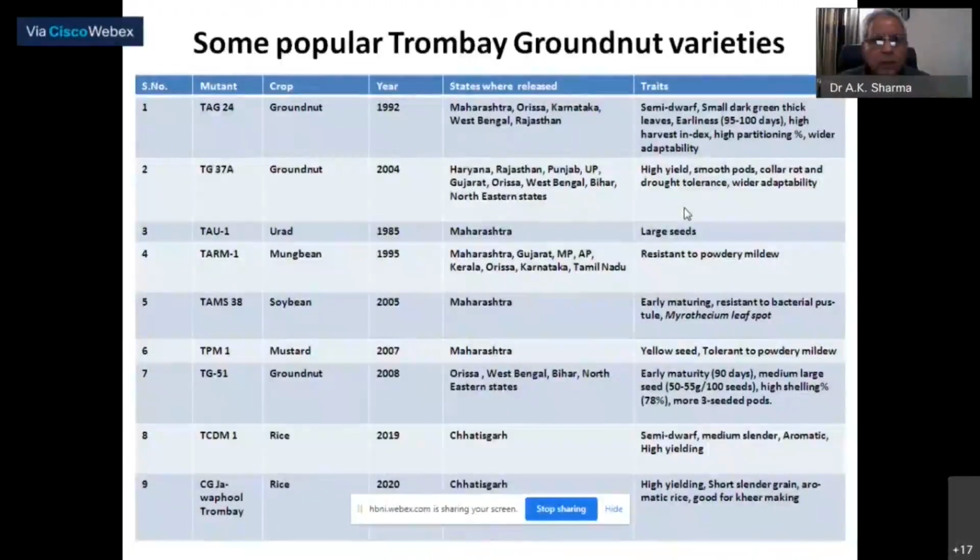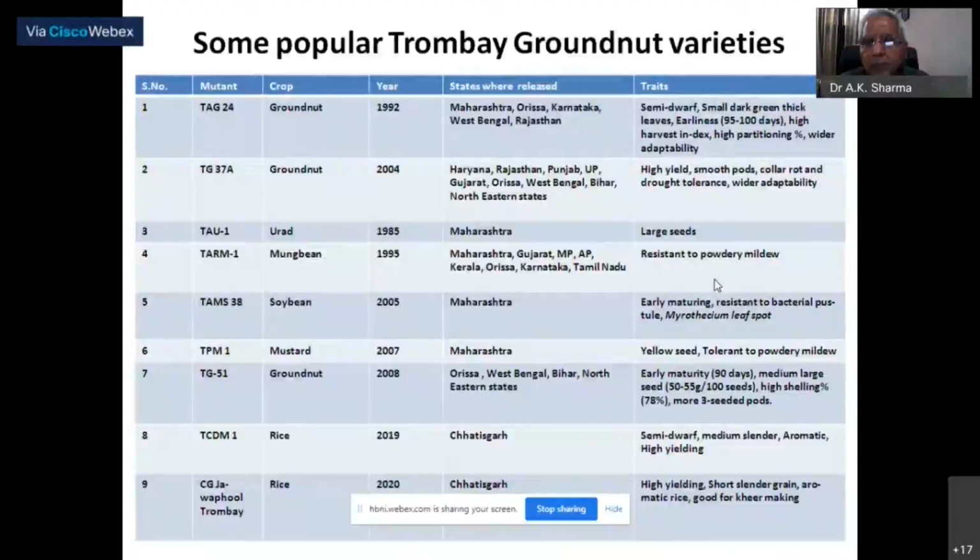Just to indicate what the major crops are and what traits have been approved, and in which states the seeds have been released for cultivation by farmers. For example, TAG 24, Trombay Akola Groundnut, is a very famous groundnut mutant which was developed in 1992 for Maharashtra, Orissa, Karnataka, West Bengal, and Rajasthan.